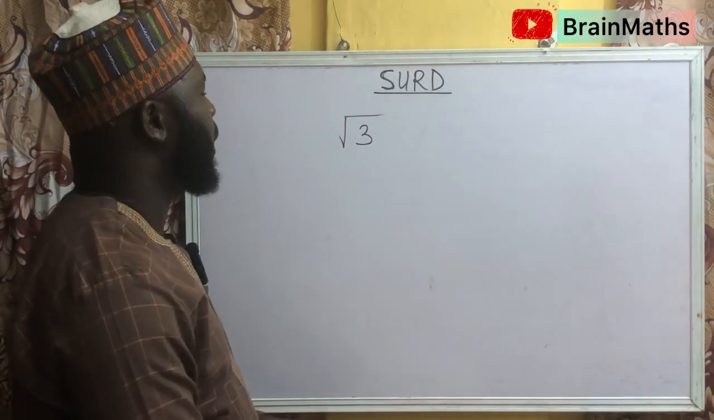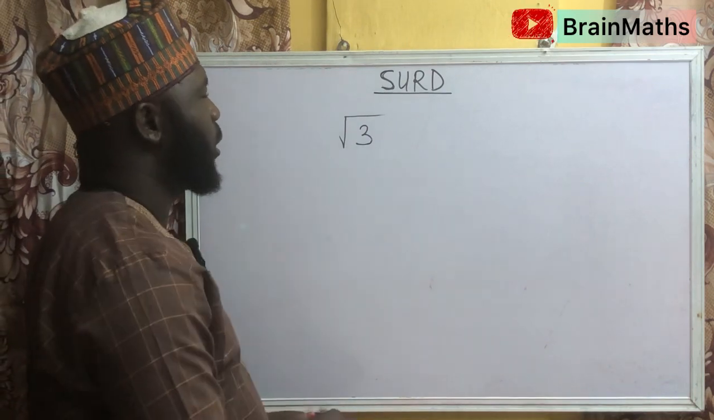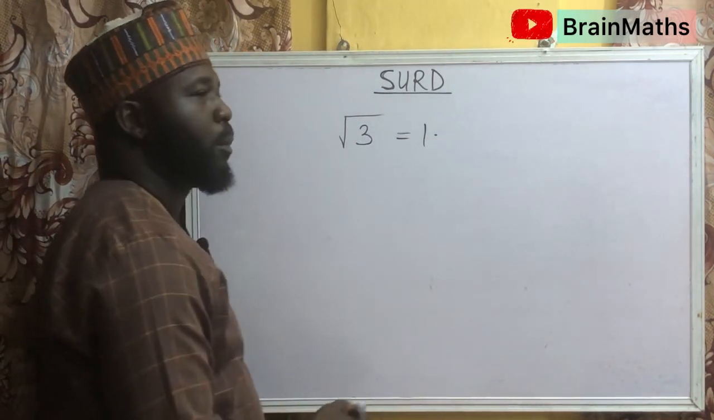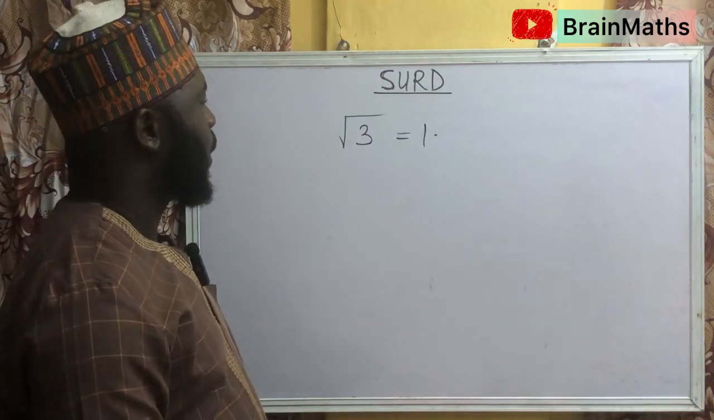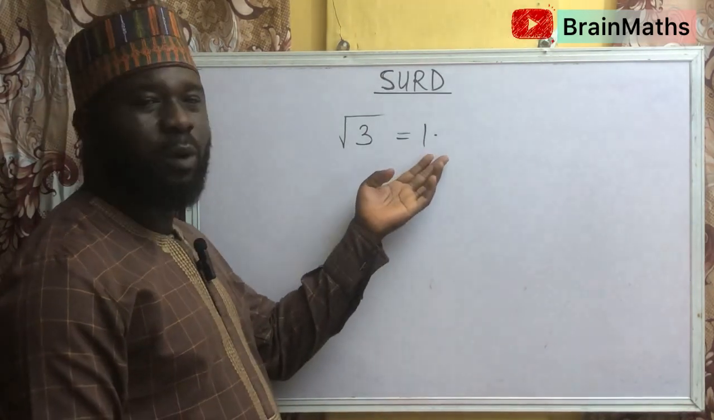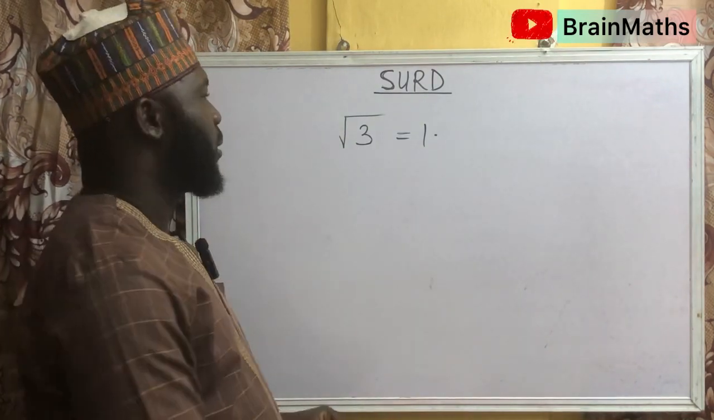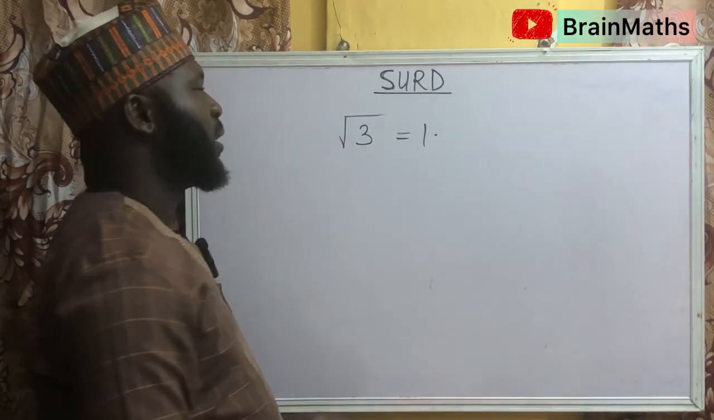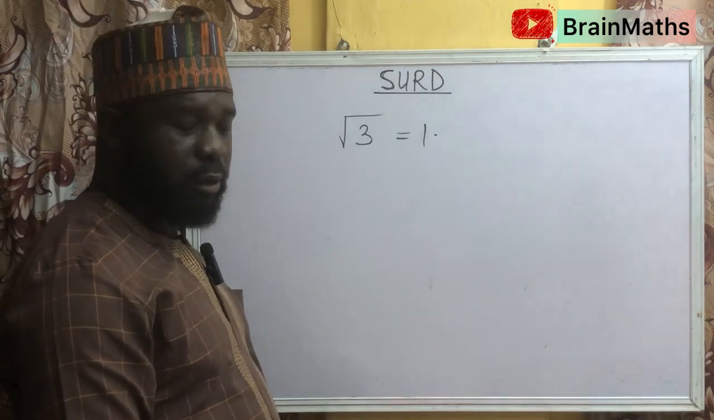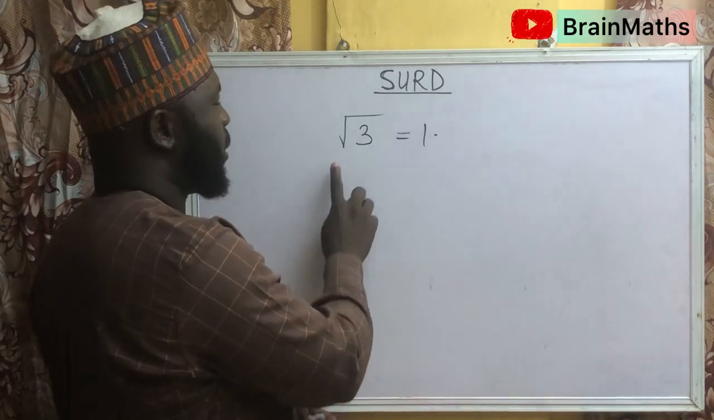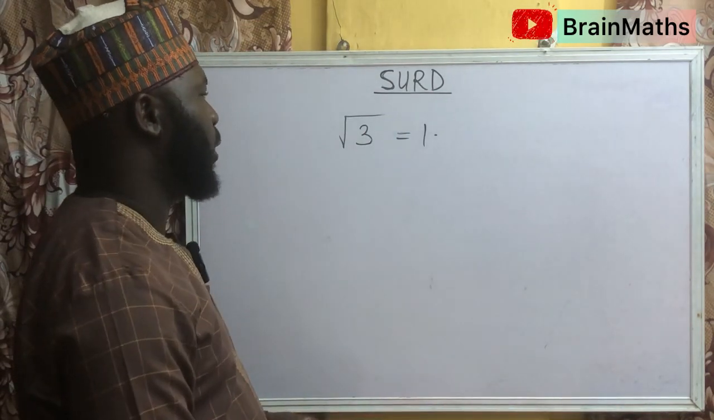Firstly, we all know that the square root of 3 is going to be 1 point some particular numbers. But instead of writing this 1 point, whatever is coming after it, we could leave our answer in this form by saying: 1 point whatever is square root of 3.